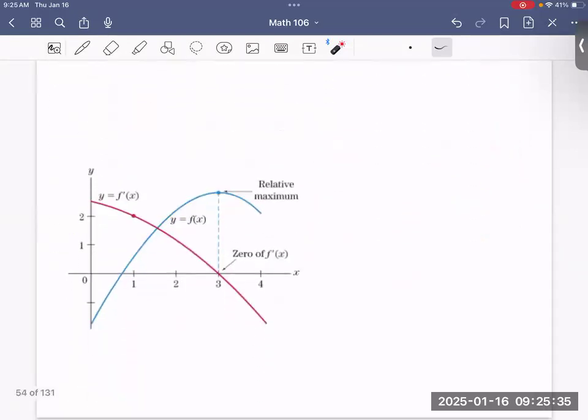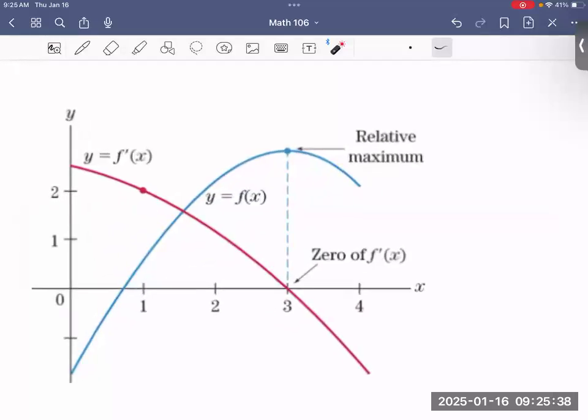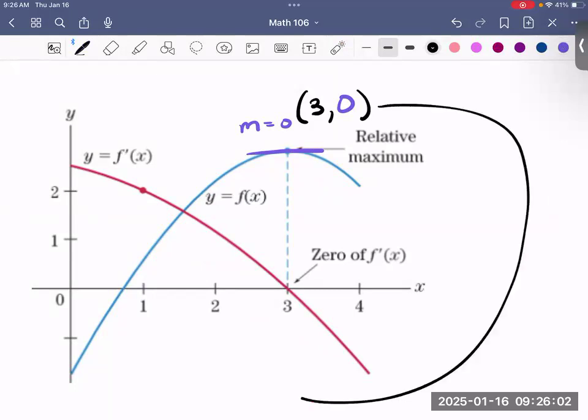And if we were to overlay them on one another, you'll see that at your critical value here, where your slope is equal to 0, and I should maybe do this in a different color, your slope is equal to 0. This becomes 3, 0, which we see right here at this particular function. So these become the zeros of your graph, of your first derivative.